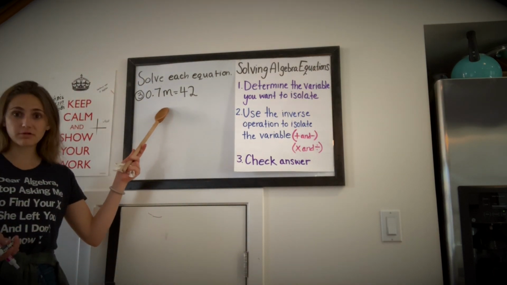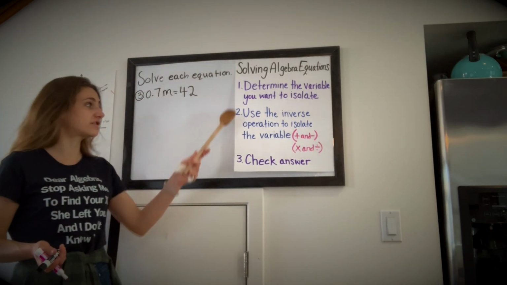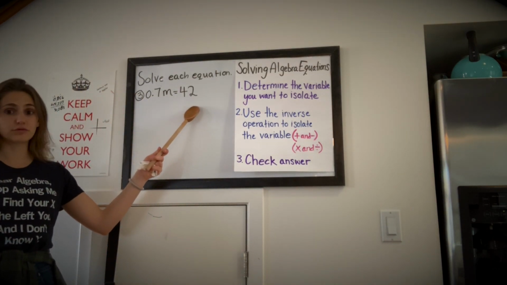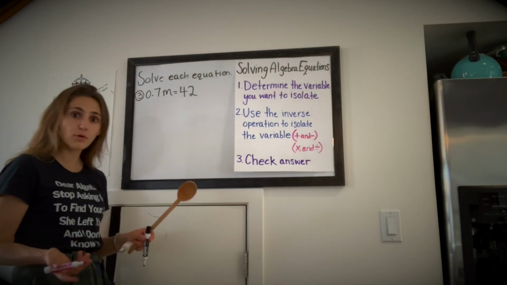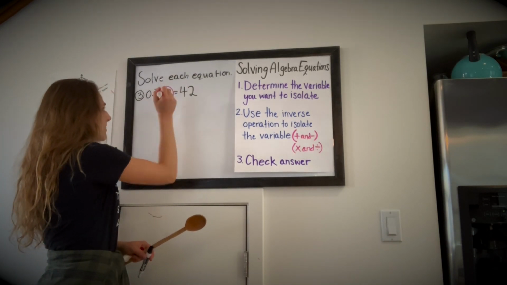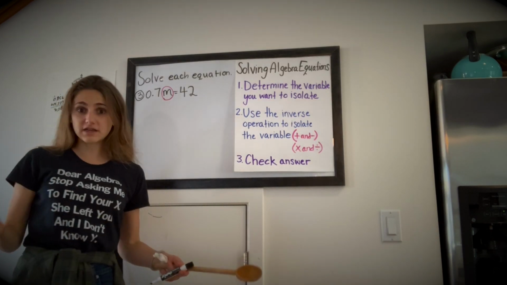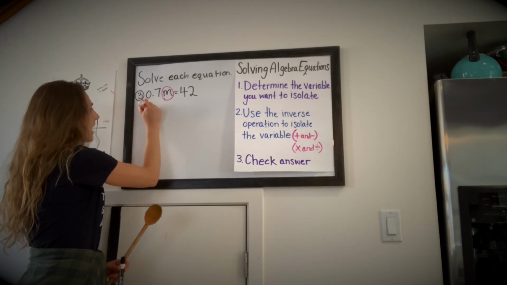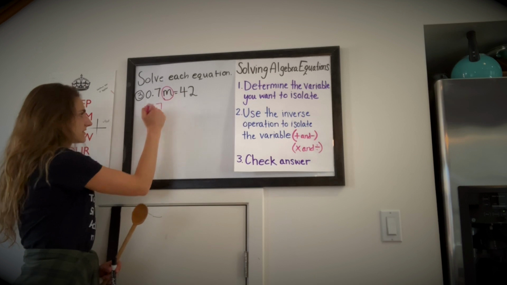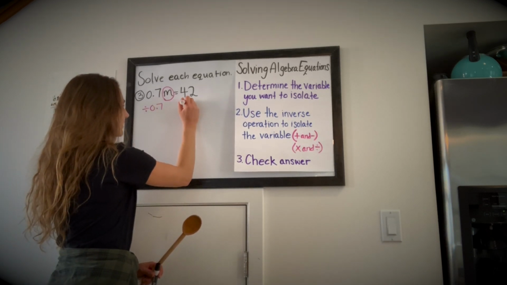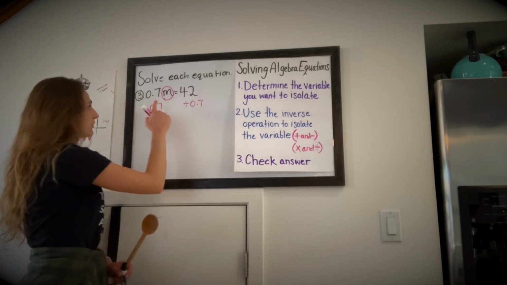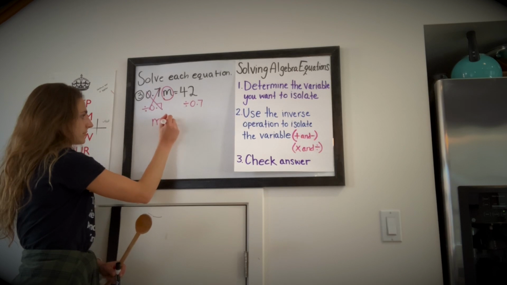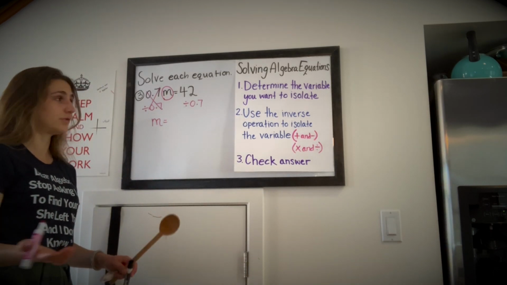You'll notice that this problem has a decimal in it, but even though it has a decimal, we'll still follow these same 3 steps. So we have 7/10 multiplied by m equals 42. Step 1 tells us to determine the variable we want to isolate. So in this case, it's m. I'm going to circle it. Next, we need to use the inverse operation to isolate this variable. So instead of multiplying by 7/10, I'm going to divide by 7/10 on both the left and the right side. Well, we know that when we multiply by 7/10 and divide by 7/10, we're just left with m. Now use a calculator to support you for this computation.